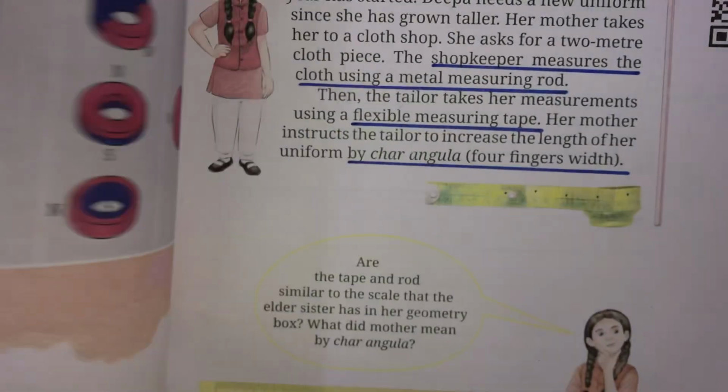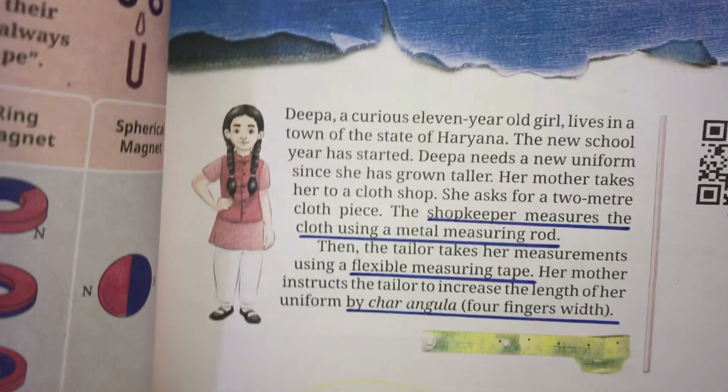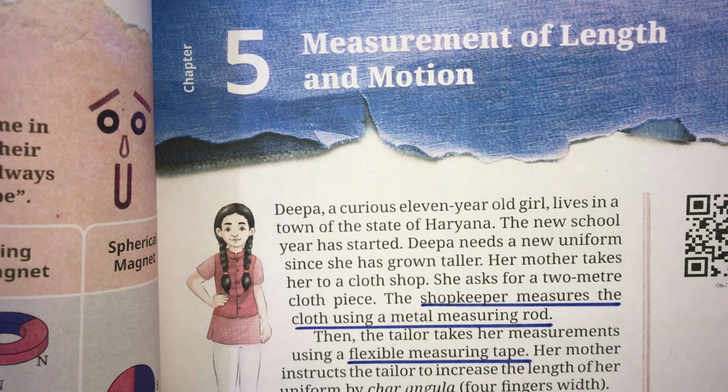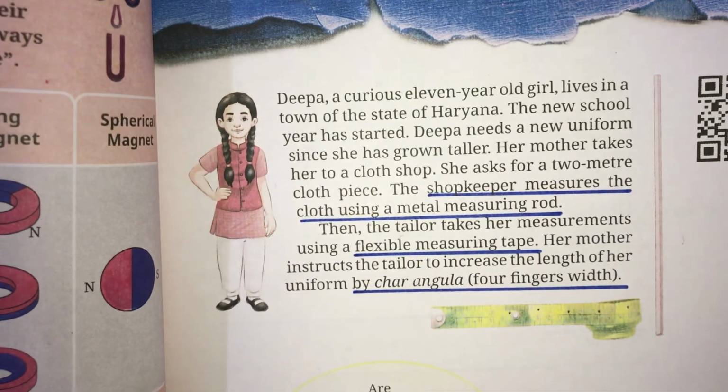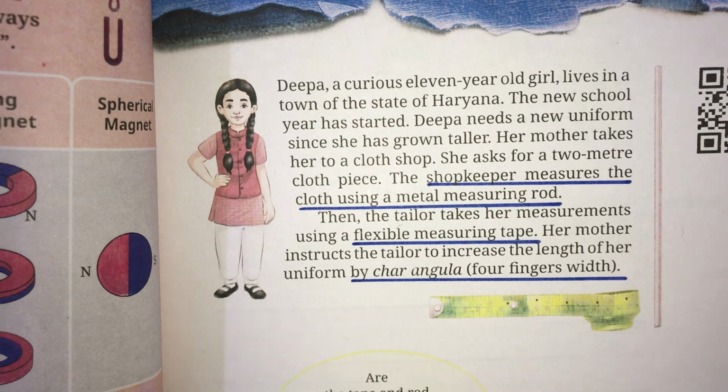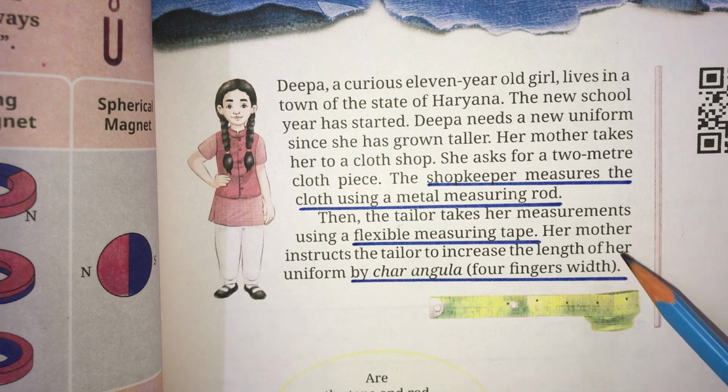NCERT Science, Class 6, Chapter 5, Measurement of Length and Motion. The lesson starts with a girl going to a shopkeeper to buy clothes. The shopkeeper is measuring cloth with a metal measuring rod.